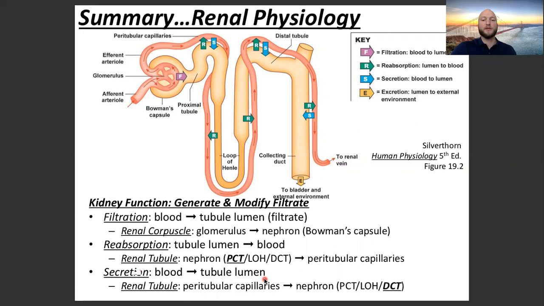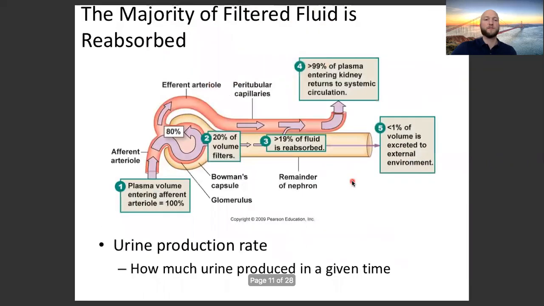Peritubular capillaries into the nephron. Secretion. Those three are going to combine to determine what eventually becomes urine.